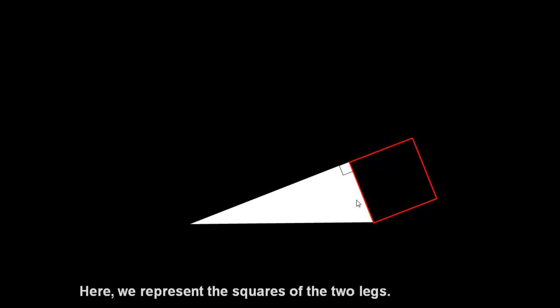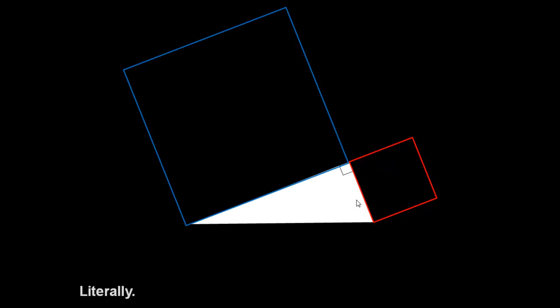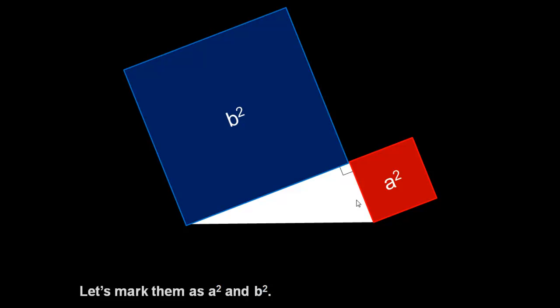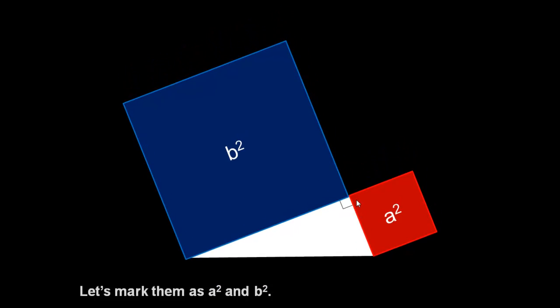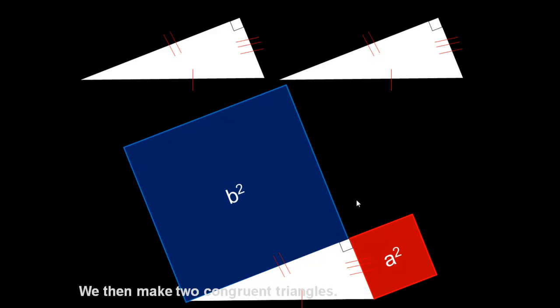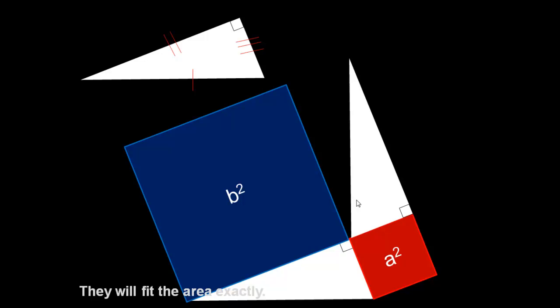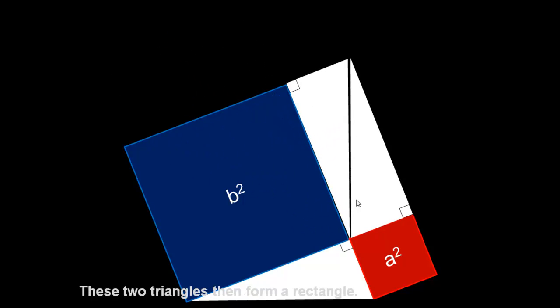So we represent the squares of the legs, and we mark them as A squared and B squared. By making two columns of this triangle, we can clearly see they will be able to fit through this empty rectangle space that we have. As such, they fit exactly through this rectangle space. So this is our first polygon.